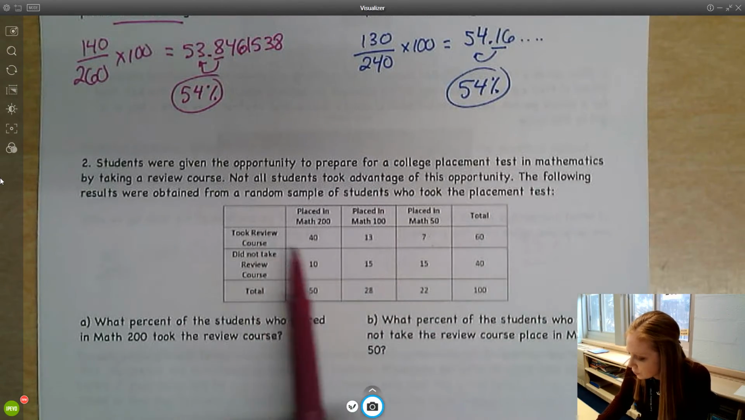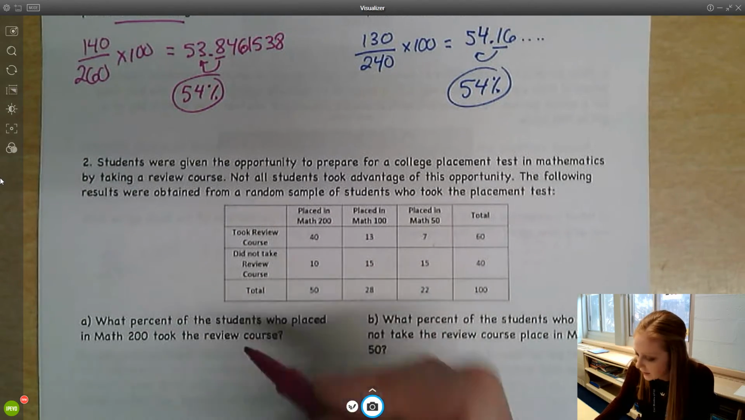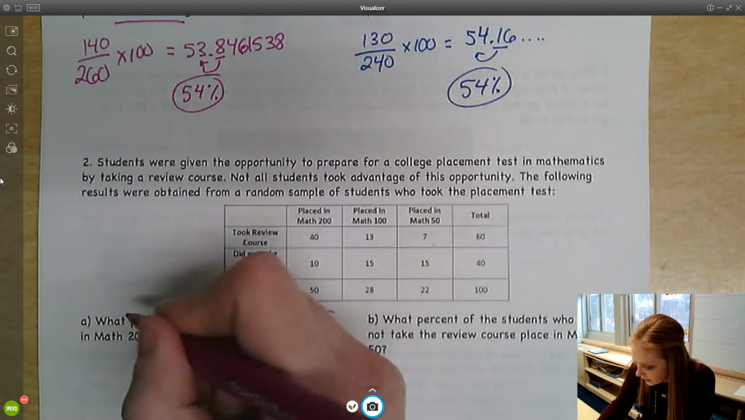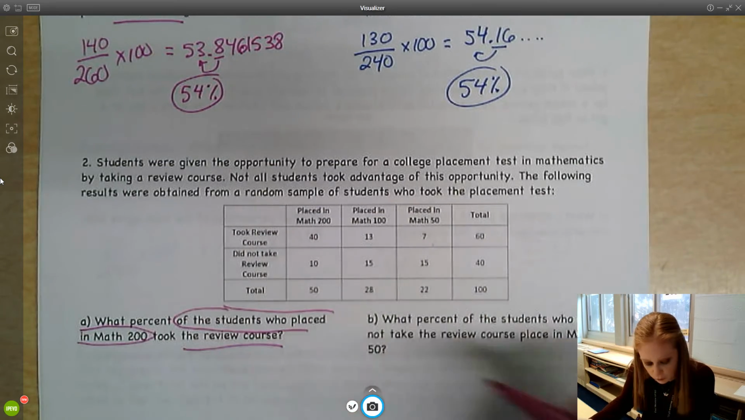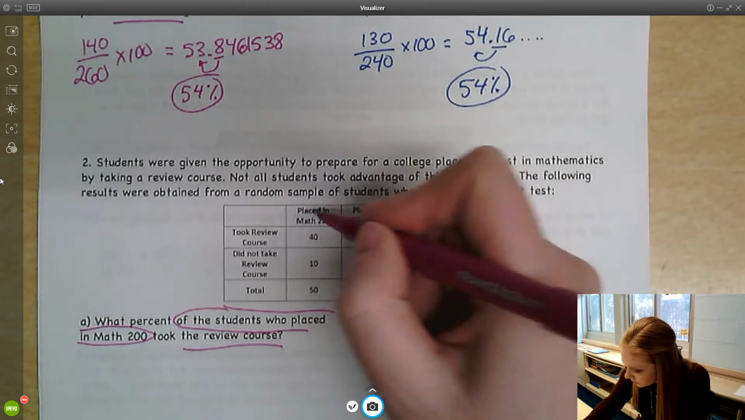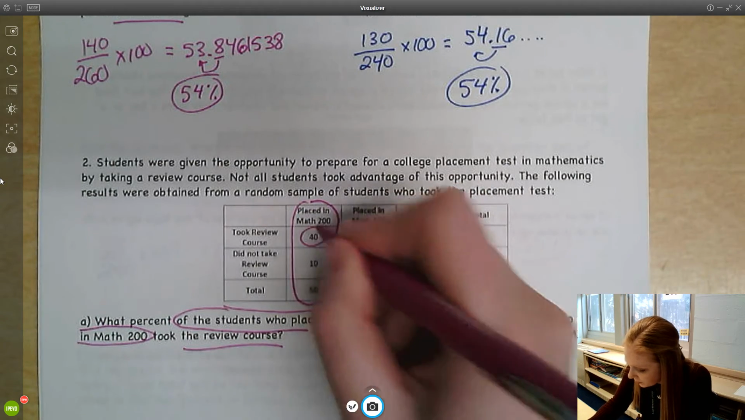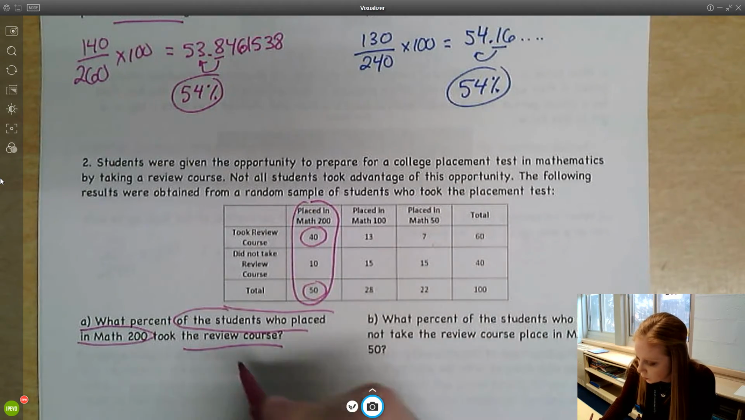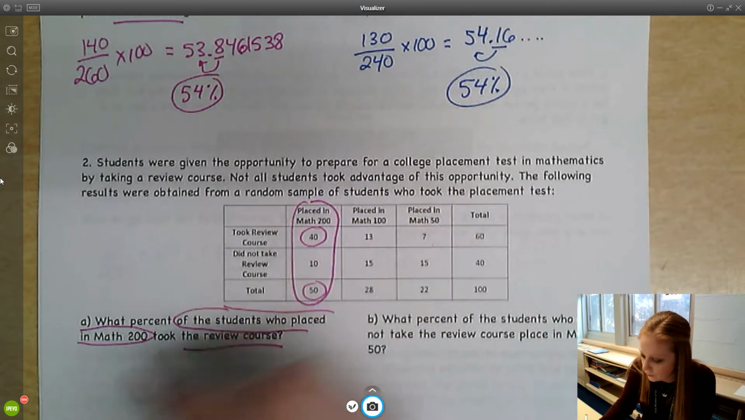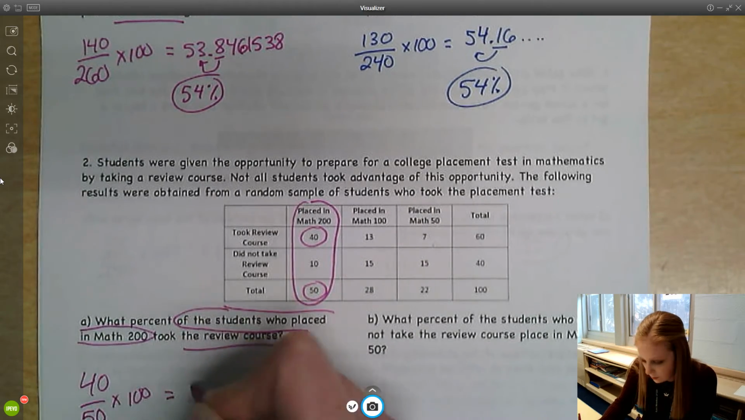Students were given the opportunity to take a college placement math test. So we have students who took the review course, students who didn't, and what math they were placed into. What percent of the students who placed in Math 200 took the review course? So we're looking at this set of data. Took the review course would be these students, and these would be our total. 40 took the review course out of 50, and that would give us 80%.